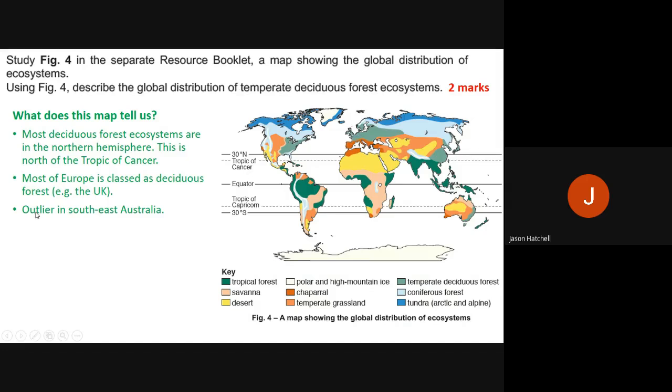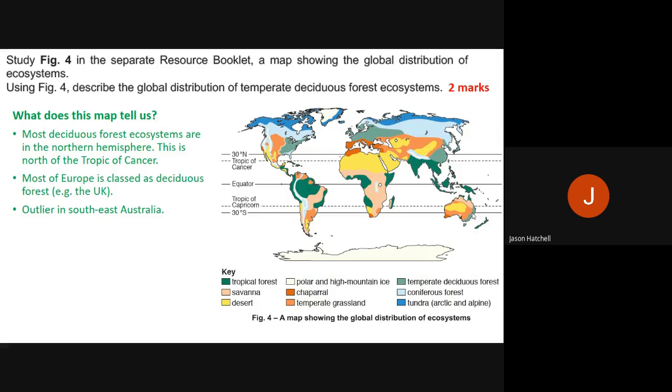And an outlier, or an anomaly, is Southeast Australia, which is down here. And the reason for that is because it's south of the equator. It's the only area on this map, south of the equator, that is temperate deciduous forest. So I have again got all this information from this map. I've used the map really well because I know where the Tropic of Cancer is. I've mentioned the UK, I've picked out Europe, and I've picked out Australia.